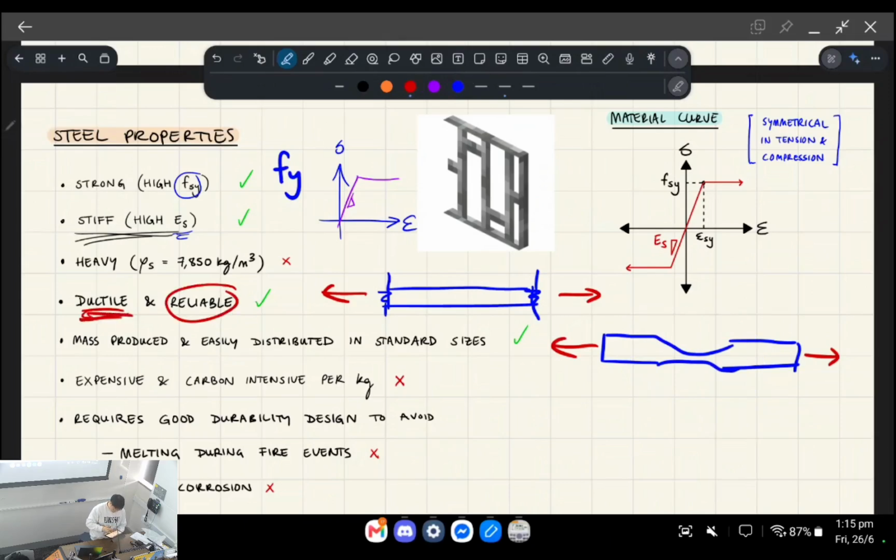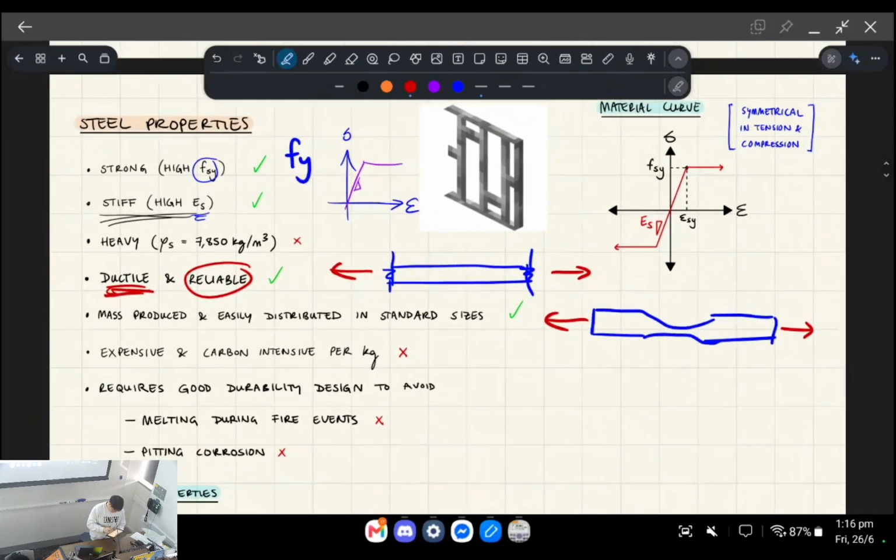And the other thing is the fact that it's reliable, okay? So if you remember, and okay, if you did, actually no, am I explaining too far ahead? Okay, I won't explain the capacity reduction factor yet. Okay, it's very reliable. So what do I mean by reliable? I'm talking about the material properties are very consistent from bar to bar.